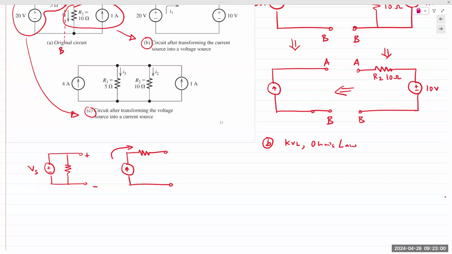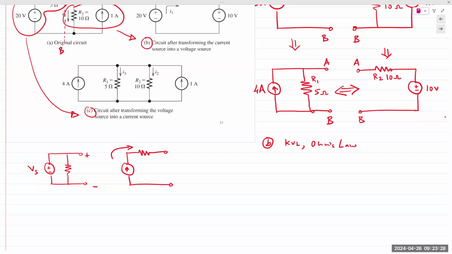A, B. That resistor, of course, still remains R1, 5 ohms. And from Ohm's law, I get the value of the current source as 20 divided by 5, so 4 amps. And then you plug it back into the circuit, you get figure number C.